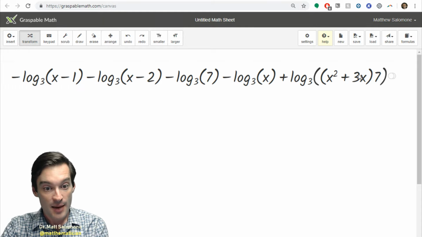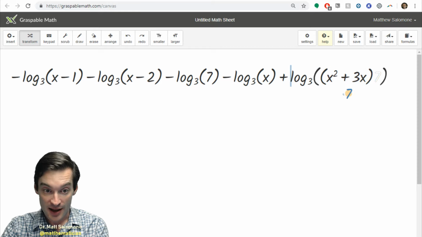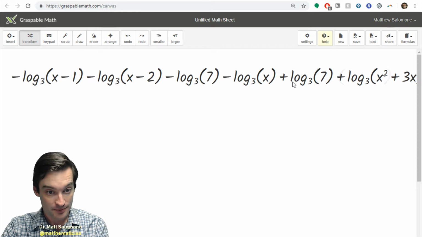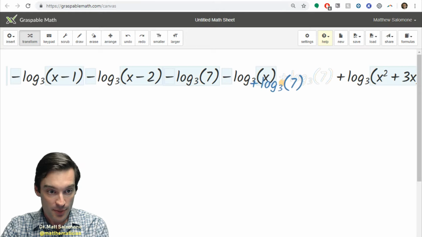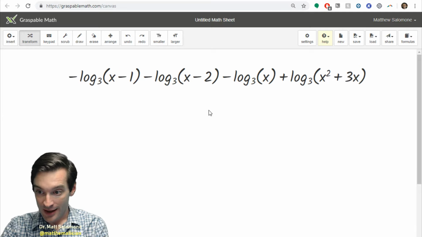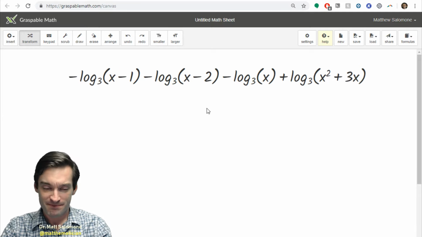Because this is 7 times x squared plus 3x, I can pull my 7 out. It's multiplication inside. On the outside, it becomes addition, plus log of 7. But I've got this log of 7 both added and also subtracted here. So those end up just canceling one another out. So that's kind of nifty. I can do the same kind of trick over here with my x squared plus 3x.